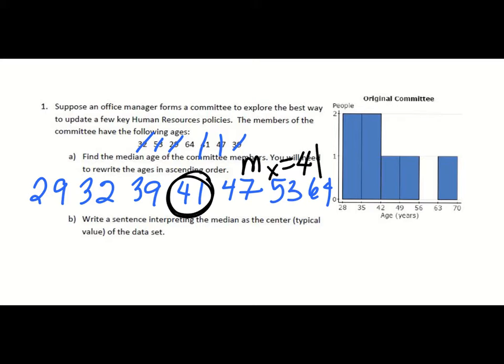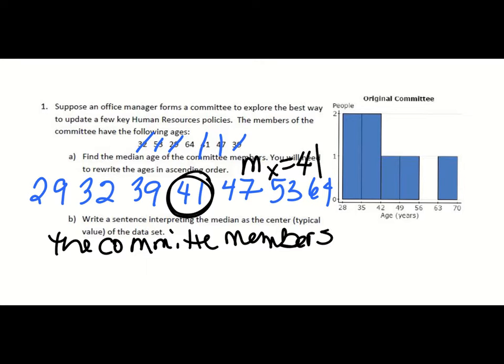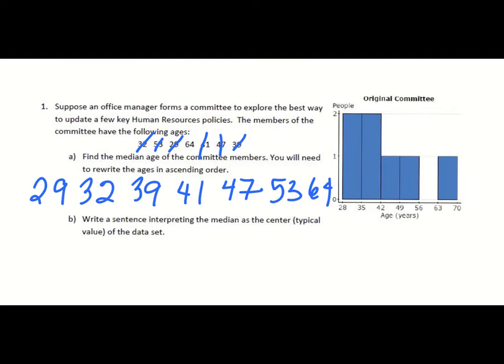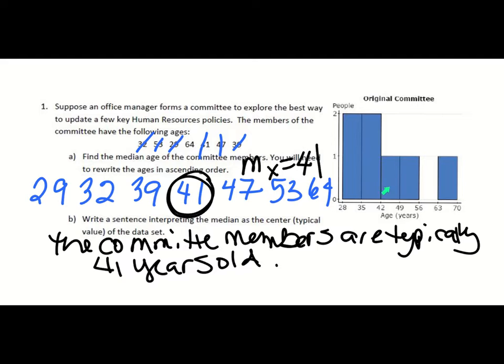So the committee members are typically 41 years old. Before, we just had to look at the chart and guess because we didn't know what each bar meant, but now we know their actual ages. So now you can tell me exactly what the median age is. My median age is 41. The typical age is 41 years.